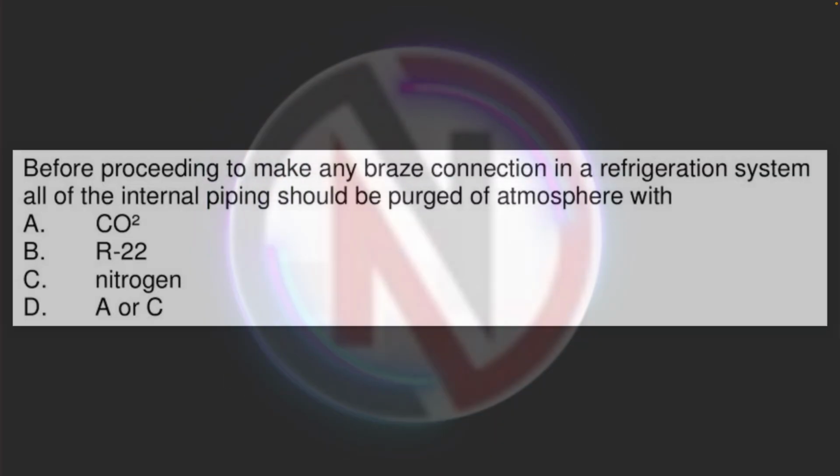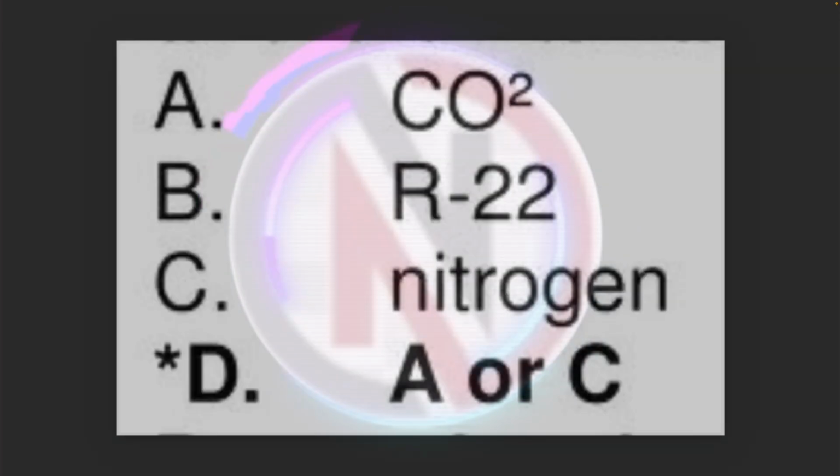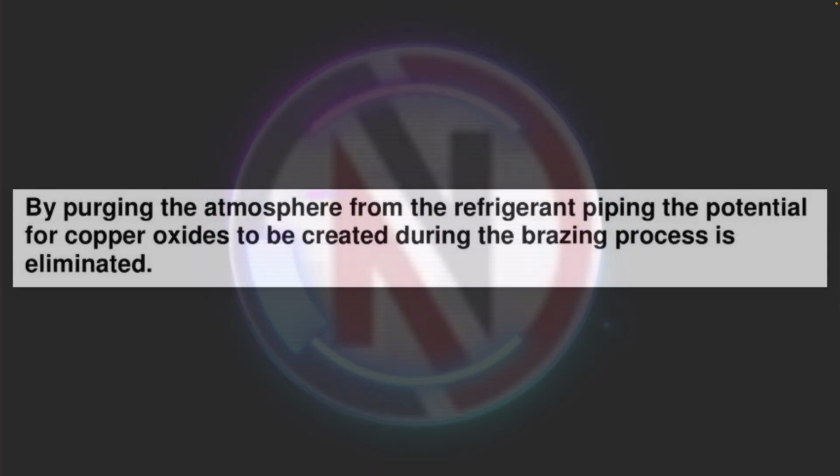Before proceeding to make any braze connection in a refrigeration system, all of the internal piping should be purged of atmosphere with A. Oxygen, B. R-22, C. Nitrogen, D. A or C. D. Oxygen, R-22, nitrogen, A or C. By purging the atmosphere from the refrigerant piping, the potential for copper oxides to be created during the brazing process is eliminated.